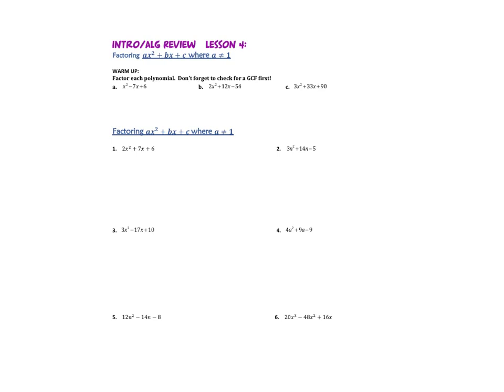So today we are going to be factoring trinomials of the form ax squared plus bx plus c, but a, the number in front of the squared term, is not going to equal 1. It's going to be some other number. So before we begin that, let's go ahead and try these warm-up problems.